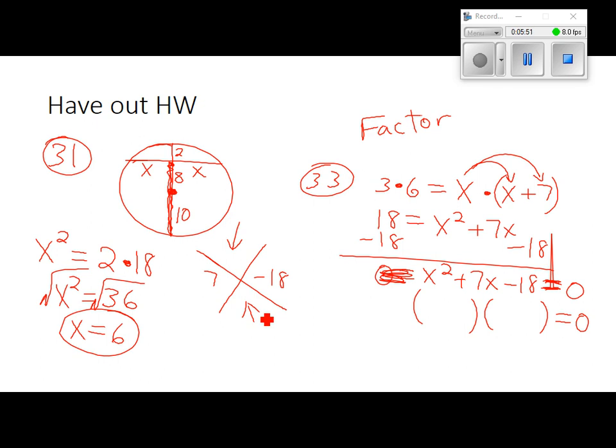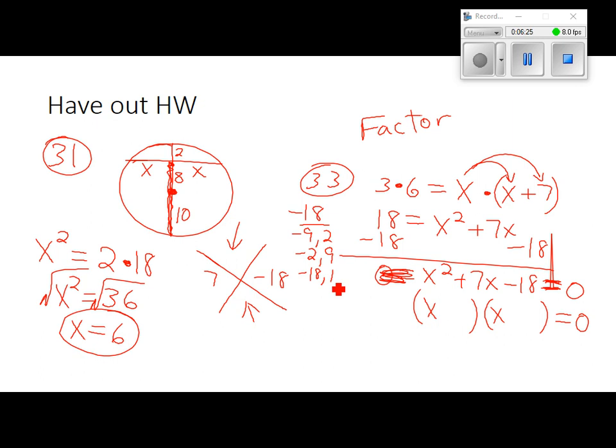The way I do it is I just look at the first term. What times what will give you x squared? X times X. So that's what goes first. And then I find the factors of the last term, which is negative 18. Give me two numbers that multiply together to give us negative 18. Negative 9 and 2. Give me two more. Negative 2, positive 9. Give me two more. Negative 18 and 1. So on, so on, so on, right?